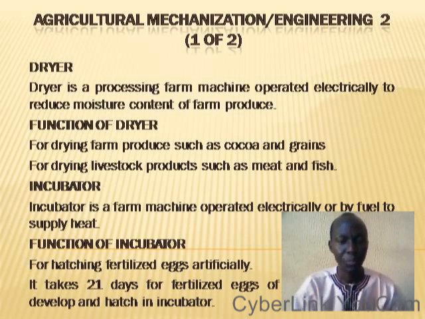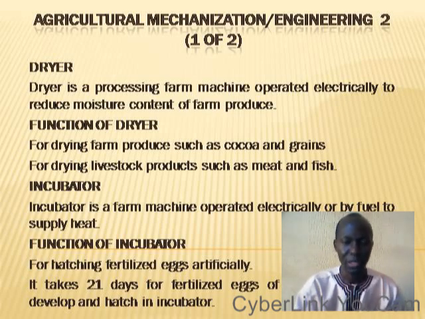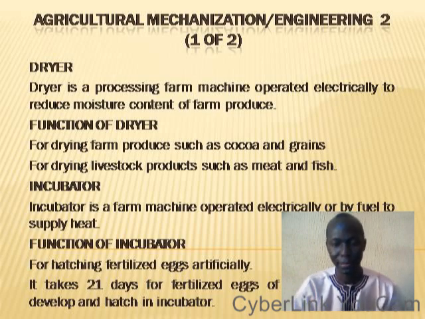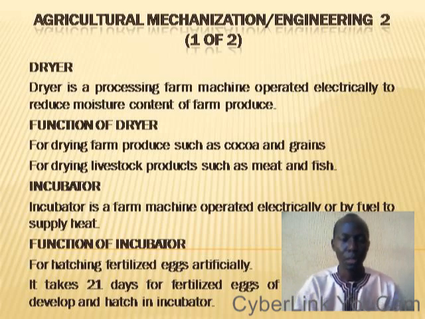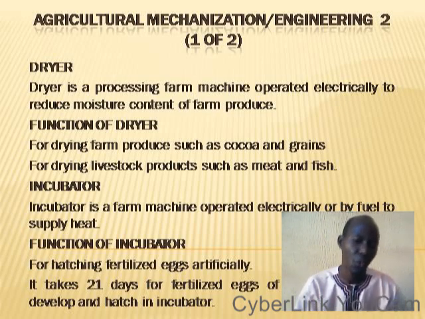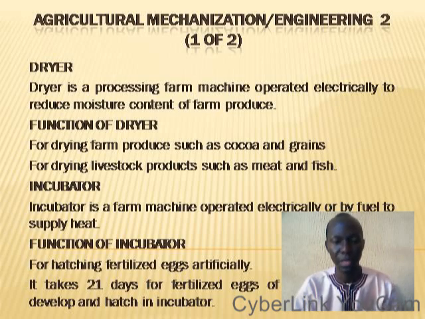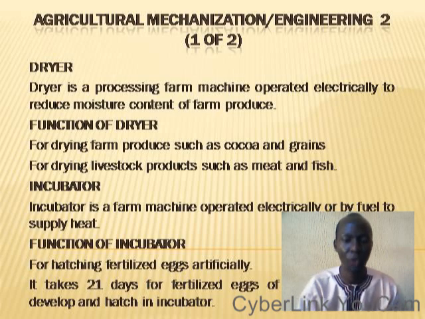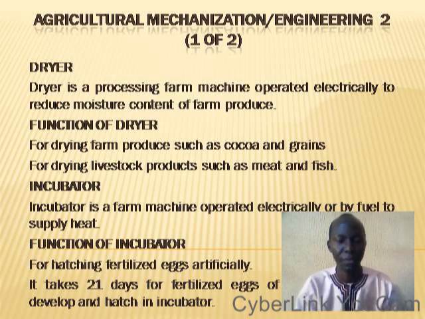Dryer is a processing farm machine that is used to reduce the moisture content of farm produce. It can be operated with electricity, or you can make use of solar energy. The function of the dryer is just to dry farm produce such as cocoa and grains. When I mean grains, I'm talking about rice, cowpea, soya beans, and the rest of them. And also for the drying of livestock products such as meat, fish, and crayfish.